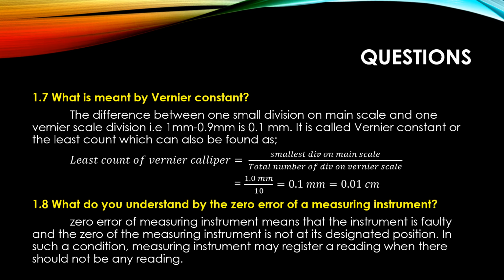For example, in the case of an electronic balance, you haven't put anything on it and still you are getting a reading on the scale. It means that your instrument is faulty and the instrument has an error.